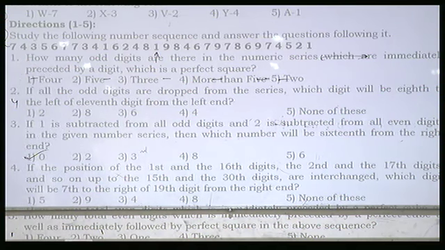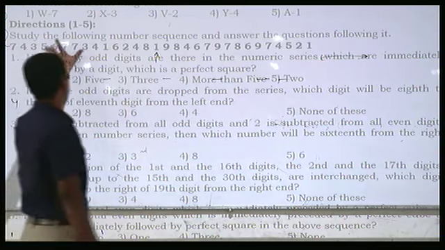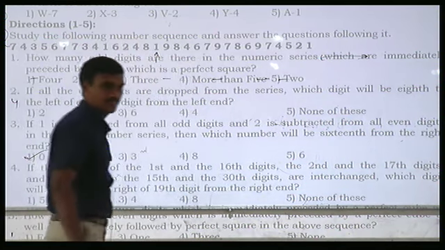Next one. With the positions of the first and the 16th, second and 17th and so on, all the digits were interchanged. Then which digit will be 7th to the right of 19th from the right hand? 19 minus 7 is 12th from the right hand. That is nothing but the 12th from the left hand, because if you observe, there were some 30 elements, 15 in the first half and 15 in the second half. Then 12th from this one: 4, 8, 12. 2 is the answer.